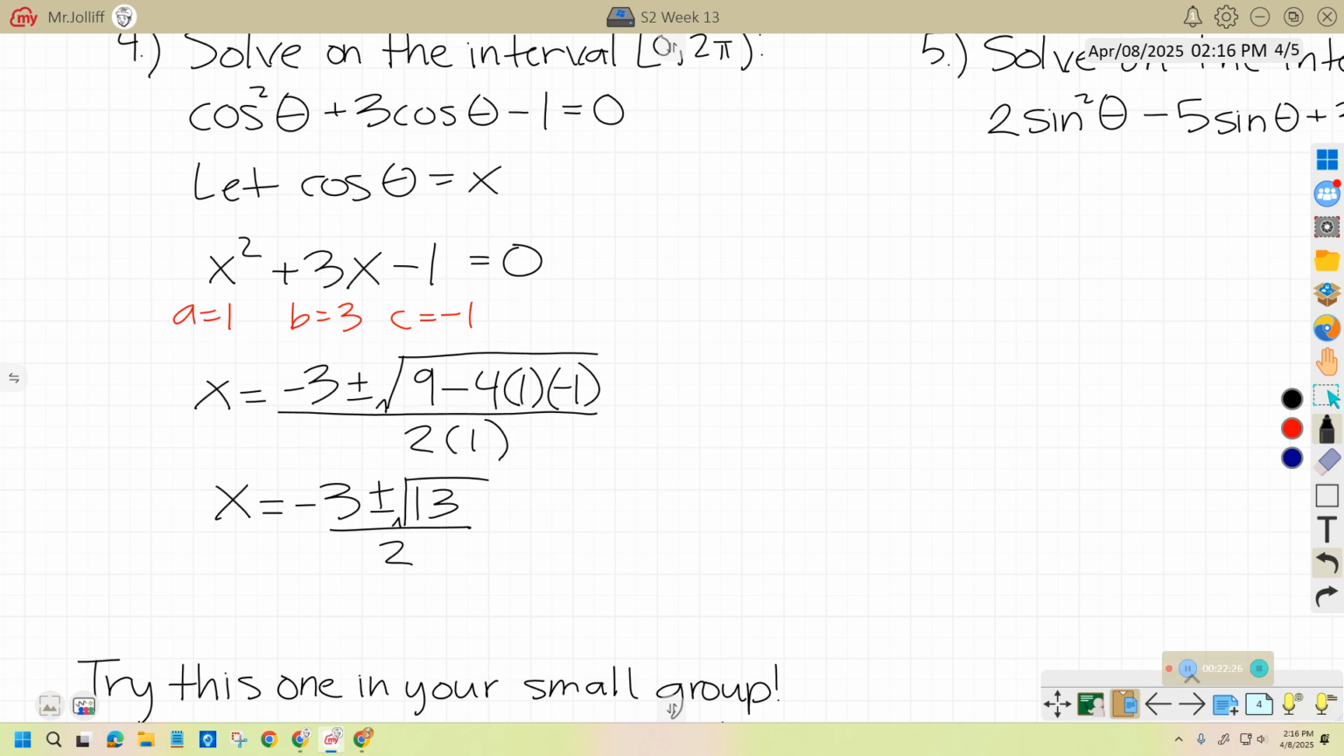So I'm going to do two things here. I'm going to replace the x with cosine, so cos theta, and then I'm going to separate it into two separate equations. The plus first: cos theta equals -3 plus root 13 over 2. Or I could have cos theta equals -3 minus root 13 over 2.